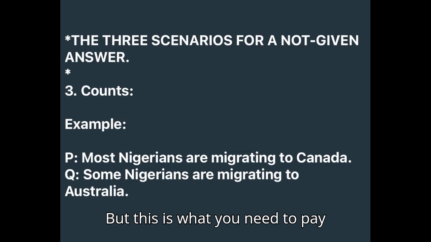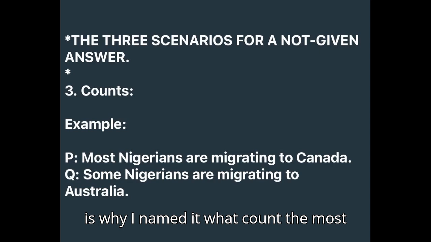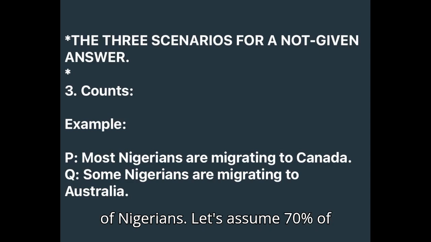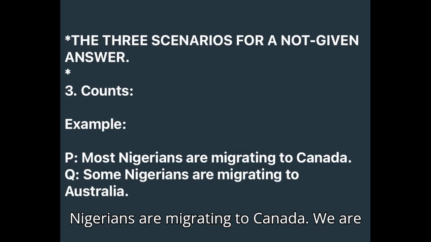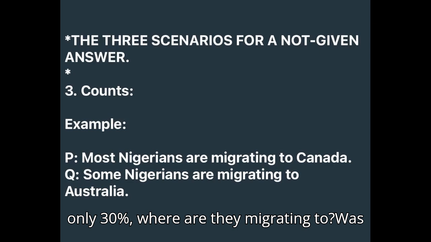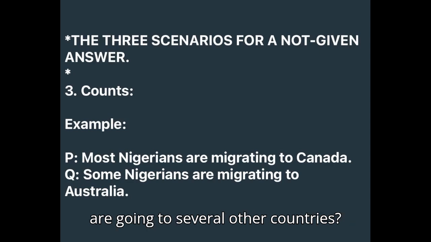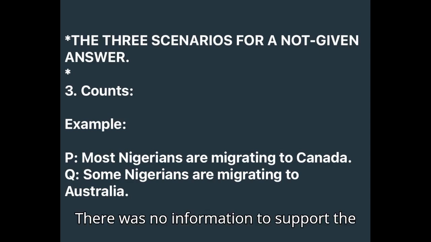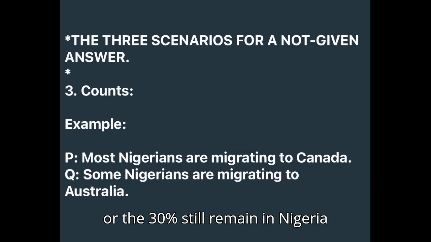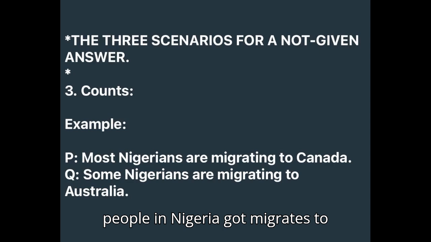But this is what you need to pay attention to: the most and the some. That is why I named it count. The most and the some. He said most Nigerians, which means the majority of Nigerians. Let's assume 70% of Nigerians are migrating to Canada. We are left with 30%. Now, the other 30%, where are they migrating to? Was it stated? Are they going to Australia, or traveling to Germany, or going to several other countries? There was no information to support that this is their destination, or that the 30% still remain in Nigeria, or that it's just the 70% of people in Nigeria that migrate to other countries.